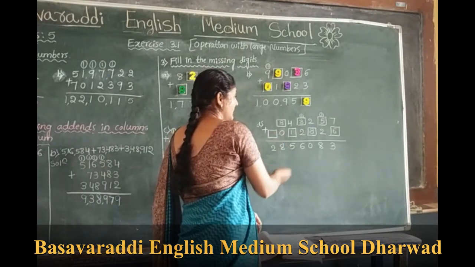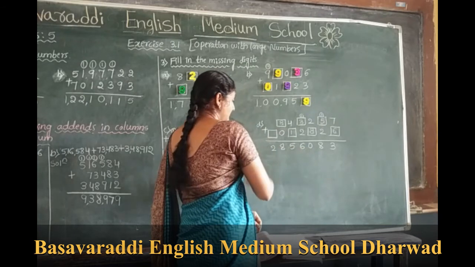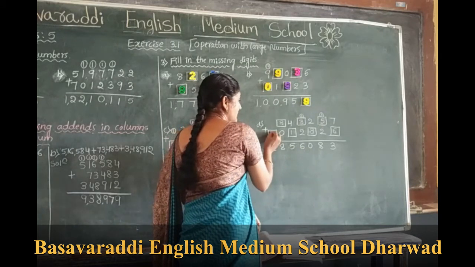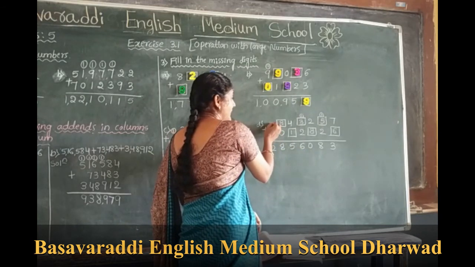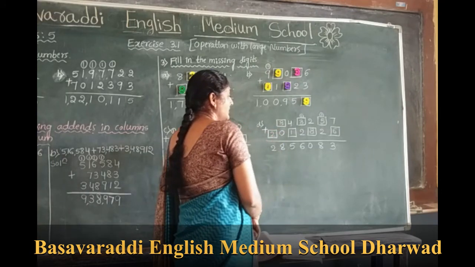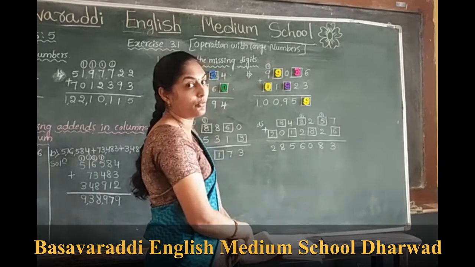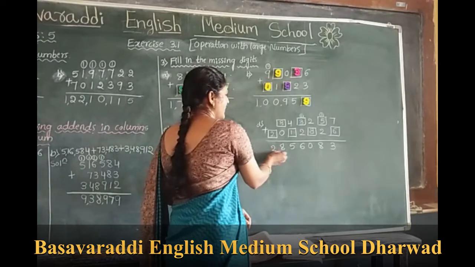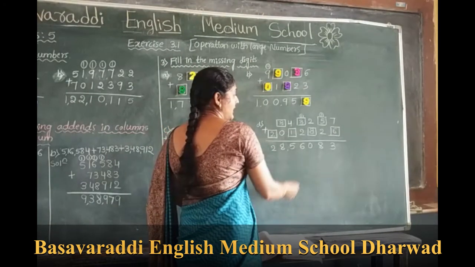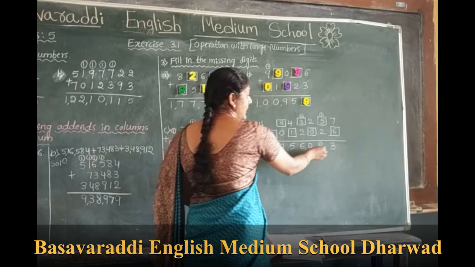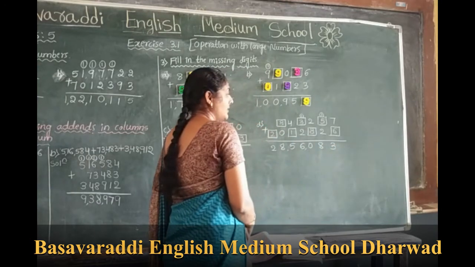Next, the last one. It is in the ten lakhs place. There is no digit in the first addend. So we have to fill the 2 in the second addend number. We get the 2 there. Okay, how to read the number? 28 lakh 56,083.